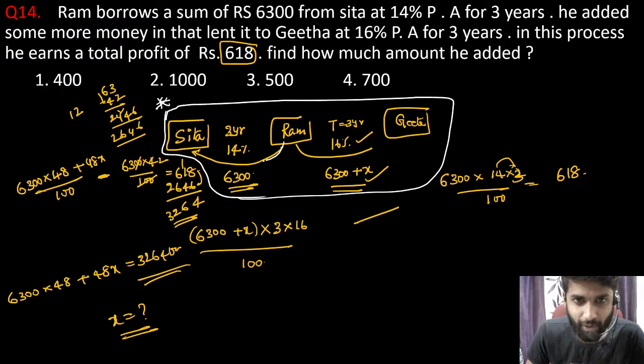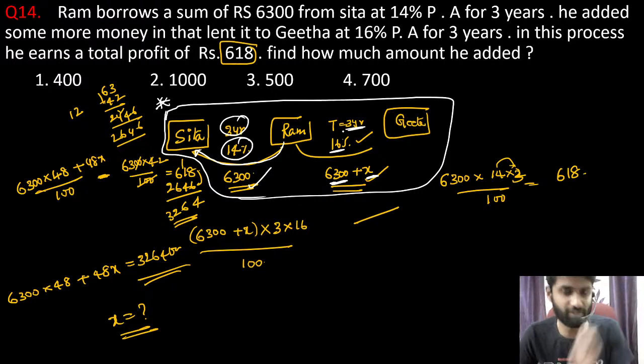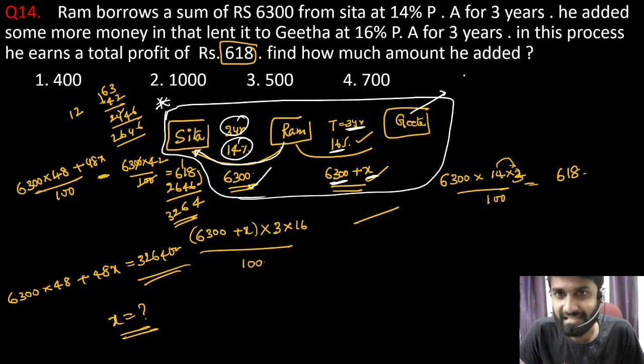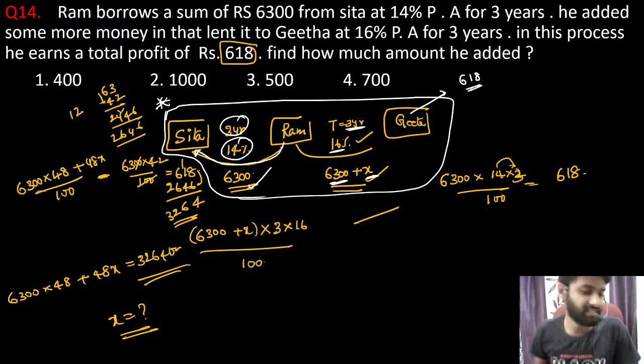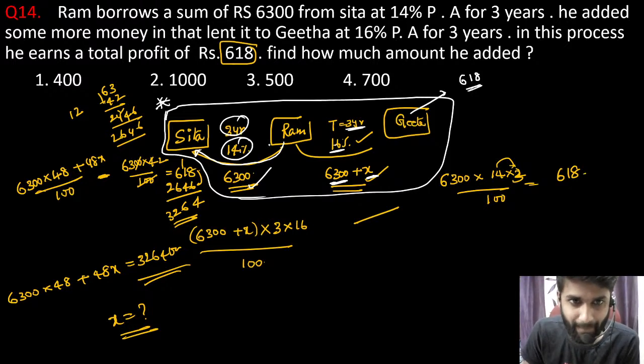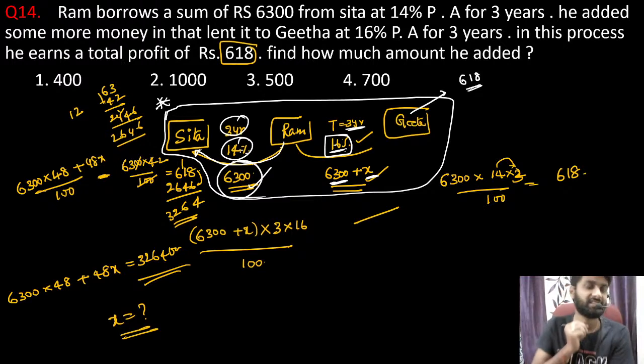See, he needs to pay interest for 3 years at 14% on 6,300. He needs to take 6,300 plus X at 16% per annum for 3 years. Then what is your observation? In the entire transaction, he gets an extra amount of 618 rupees. Why can he get an extra amount? If you compare these two, he got 2% extra interest on these 6,300.